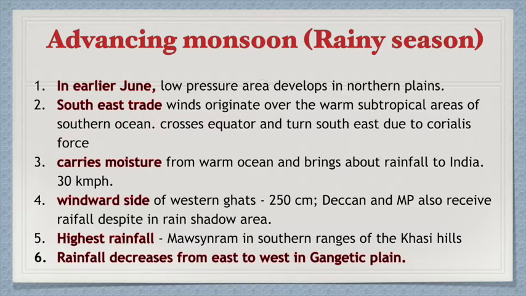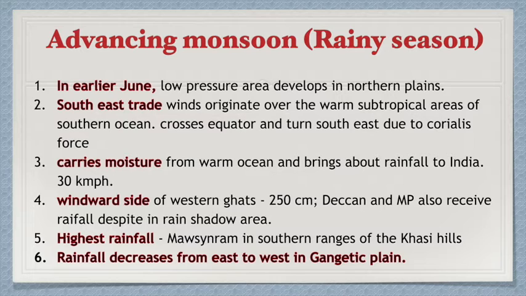Its speed is usually 30 km per hour. The windward side of the Western Ghats usually receives heavy rainfall, around 250 cm, during this season. Deccan and Madhya Pradesh, though they are located on the leeward side, also receive a significant amount of rainfall. Highest rainfall is recorded in Mawsynram, a place situated on the southern slope of Khasi Hills in Meghalaya.